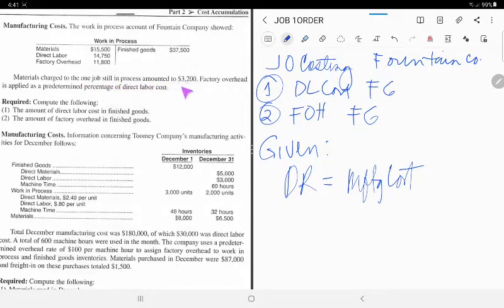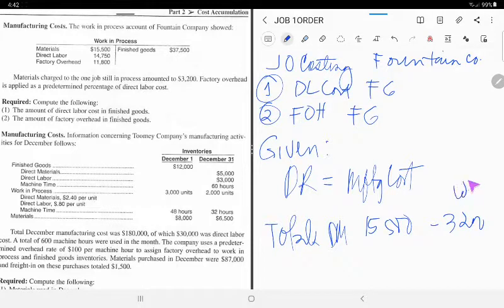Materials charged to work in process is 3,200. This means that out of the 15,500 total materials, you have 3,200 in work in process. Then the direct materials charged to finished goods, the amount utilized, is 12,300.